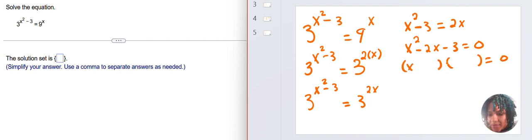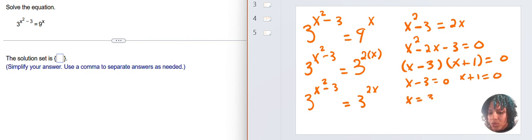So I have x, factors of 3 that will subtract to 2. That will be minus 3 and plus 1. Set both equal to 0 because, again, we are solving for x. So then this is x equals 3, x equals negative 1.